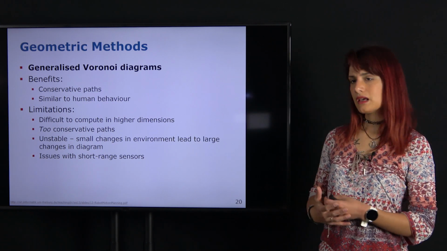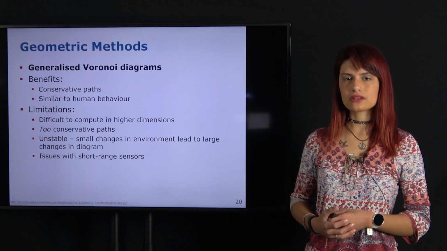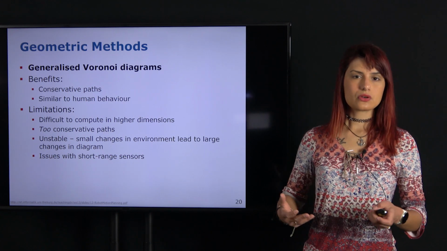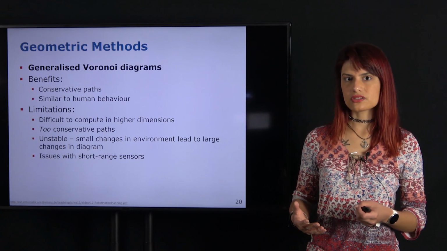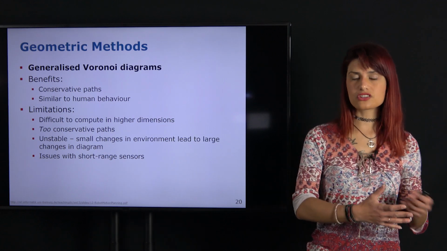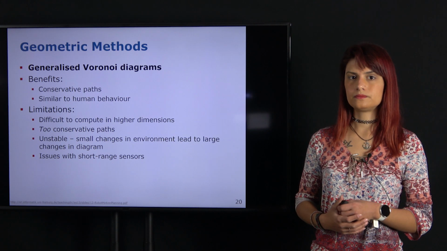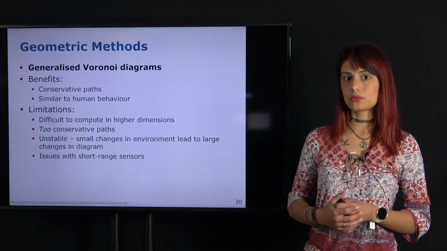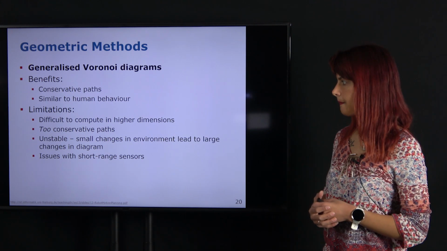Another issue is that Voronoi diagrams tend to be unstable. So if there are even small changes in the way the obstacles look, this could lead to relatively large shifts in the diagram. So this is an aspect that we need to pay attention to.